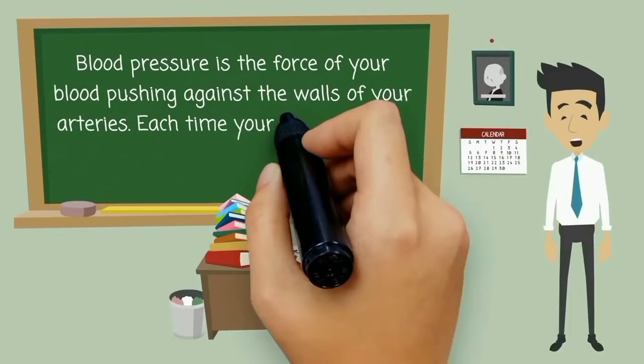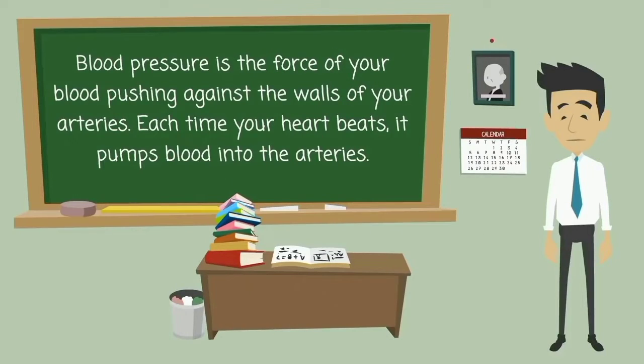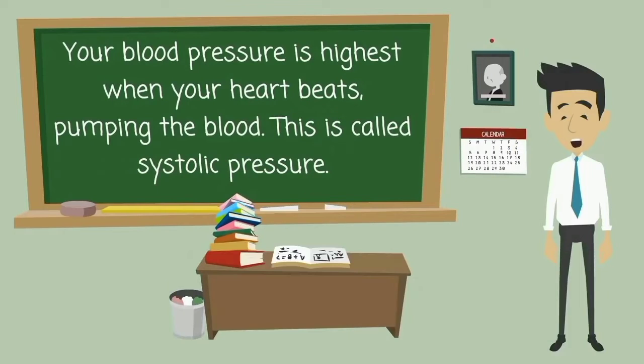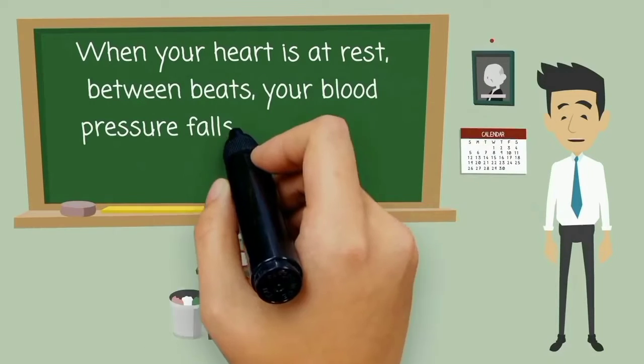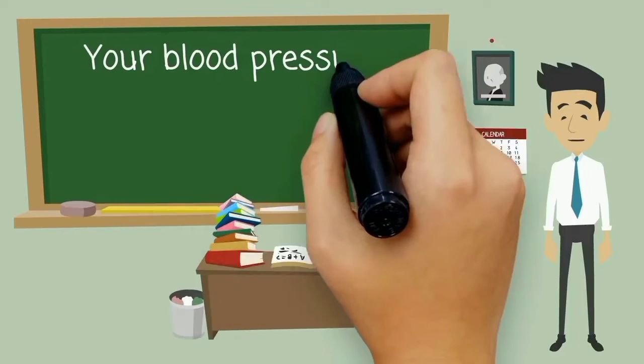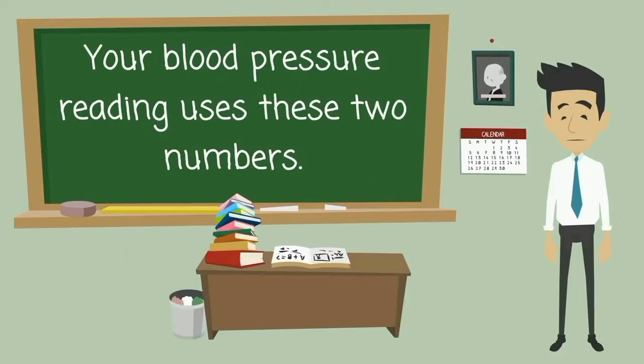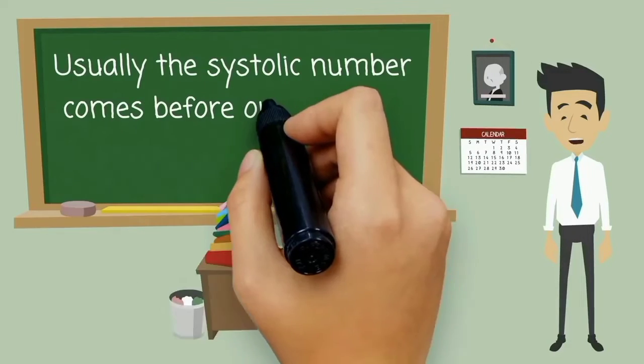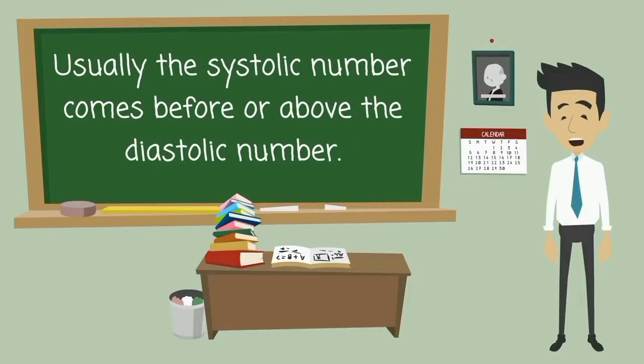Blood pressure is the force of your blood pushing against the walls of your arteries. Each time your heart beats, it pumps blood into the arteries. Your blood pressure is highest when your heart beats, pumping the blood. This is called systolic pressure. When your heart is at rest, between beats, your blood pressure falls. This is called diastolic pressure. Your blood pressure reading uses these 2 numbers. Usually the systolic number comes before or above the diastolic number.